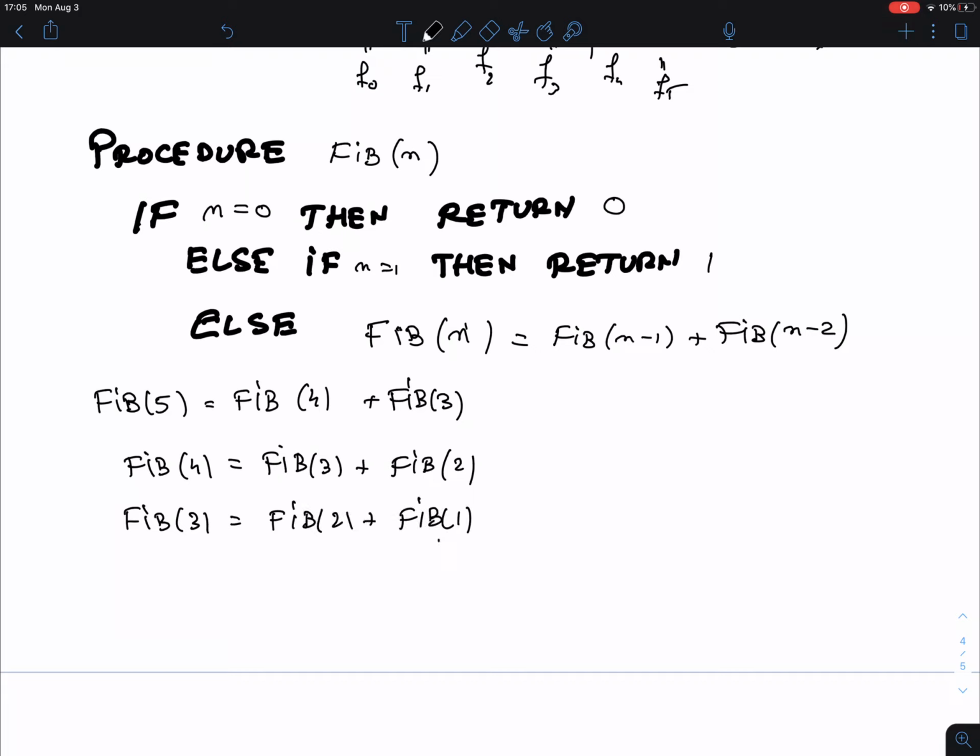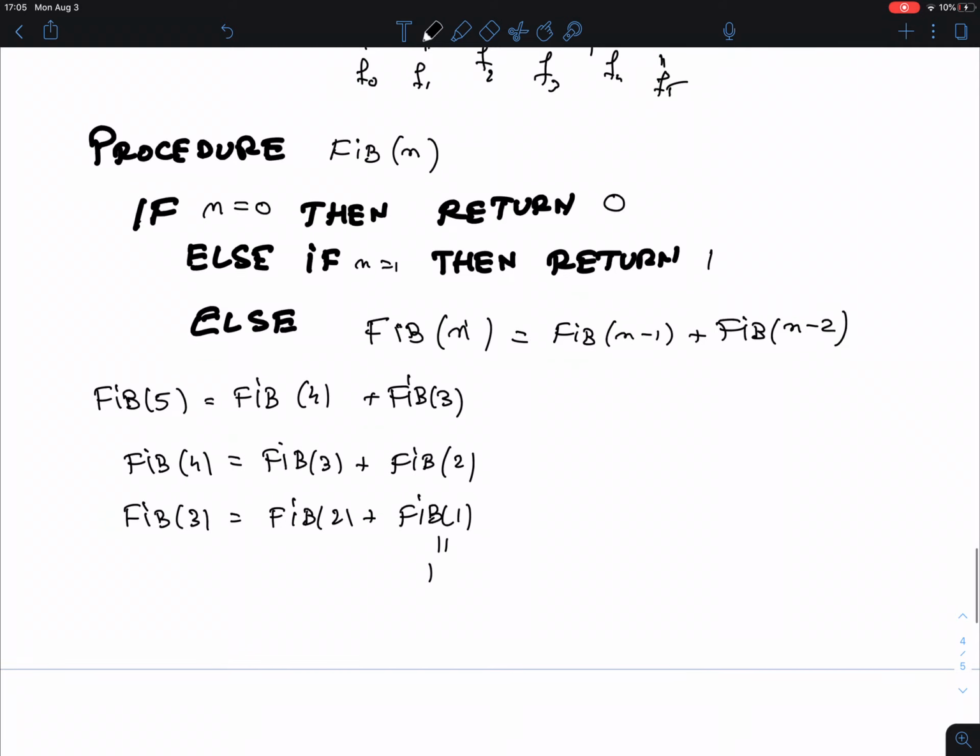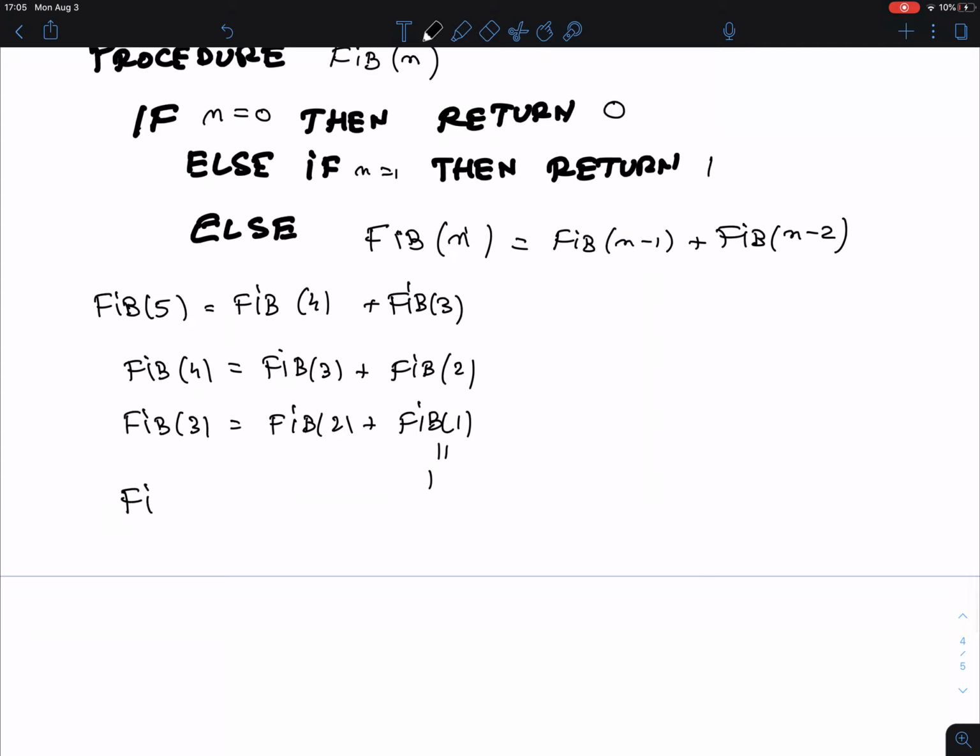Oh, I know what fib 1 is. That is 1, right? Because remember, whenever n is 0 and n is 1, we actually know what it is. It doesn't have to do anything anymore. But I still have to calculate fib 2. So fib 2 is fib 1 plus fib 0. I know what both are. This is 1 and this is 0. So fib 2 is 1. So if fib 2 is 1, then fib 2 plus 1, that is, what am I saying? It's 2, okay?